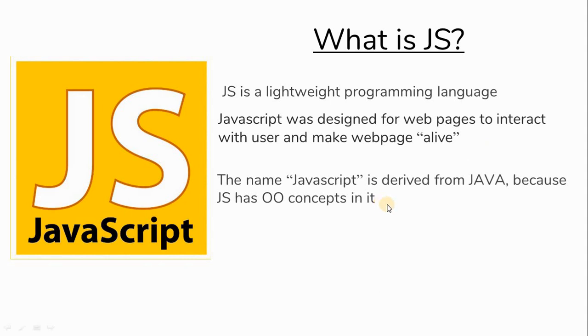And then the name JavaScript is derived from Java. As we can see, there is Java in JavaScript. The reason is that JS has OO concepts in it, and it is derived from Java. So what do you mean by OO concepts? It's object oriented, a paradigm that is in Java, and it is derived from Java to JavaScript. This is the reason why we have the name JavaScript.